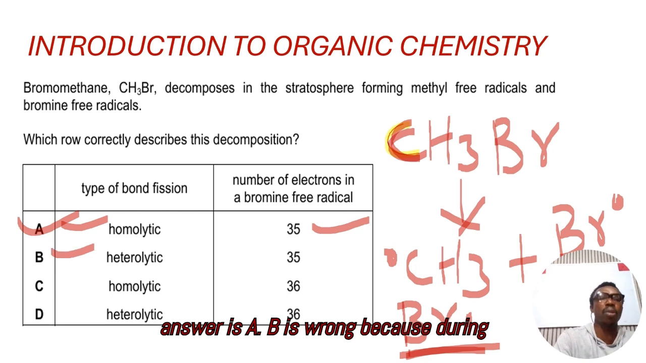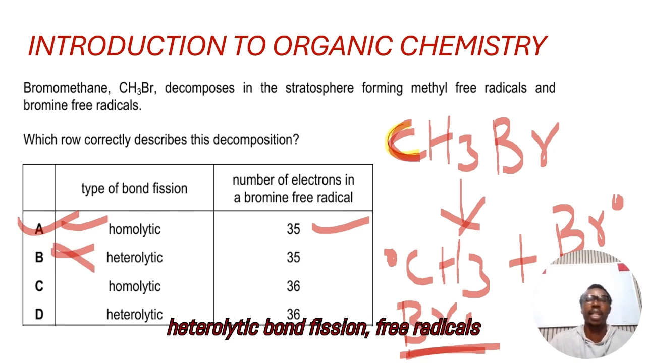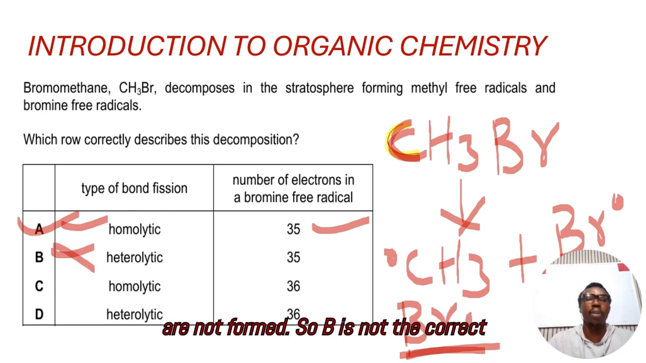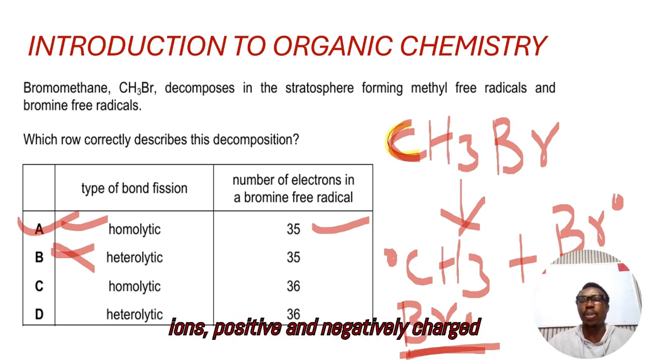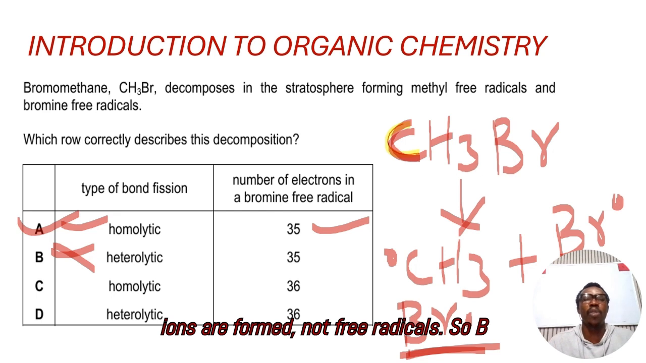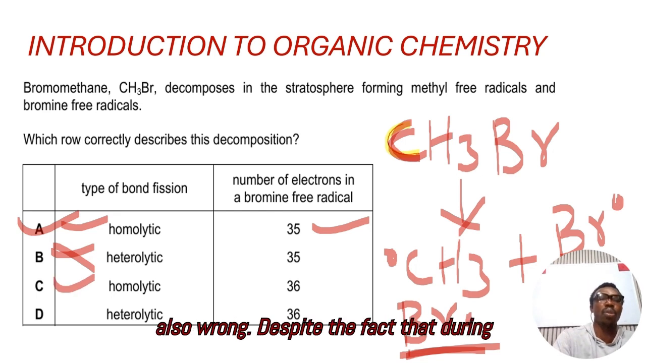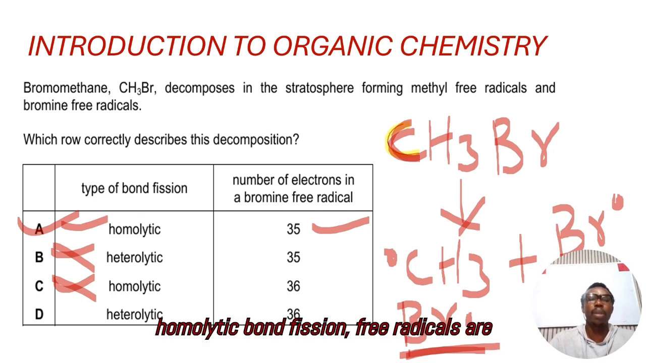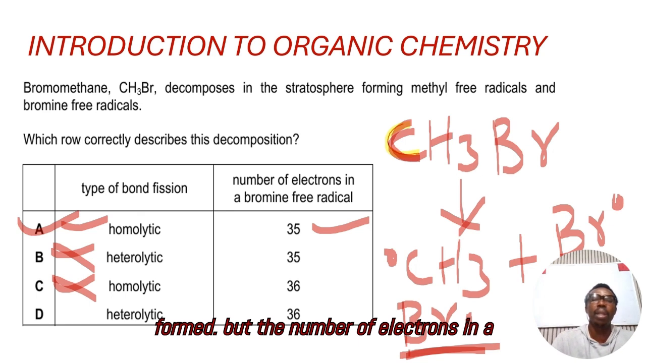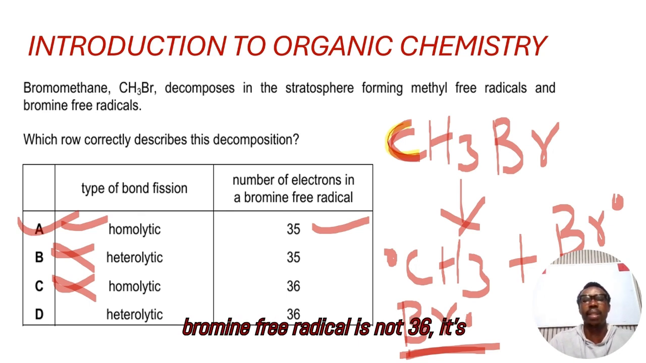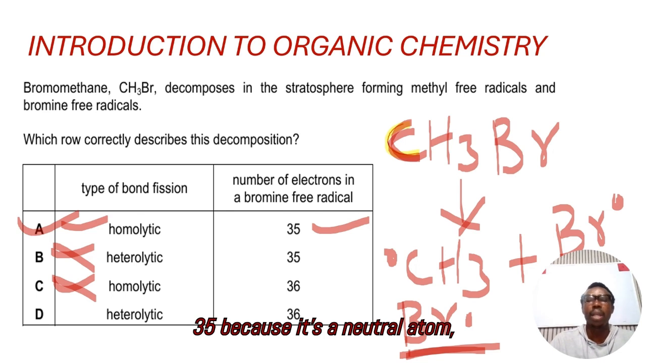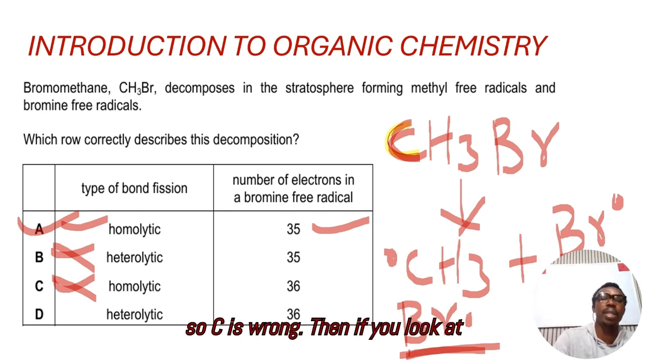B is wrong because during heterolytic bond fission, free radicals are not formed. So B is not the correct answer. During heterolytic bond fission, positively and negatively charged ions are formed, not free radicals. So B is not the answer. If you look at C, C is also wrong. Despite the fact that during homolytic bond fission free radicals are formed, the number of electrons in a bromine free radical is not 36, it's 35, because it's a neutral atom. So C is wrong.